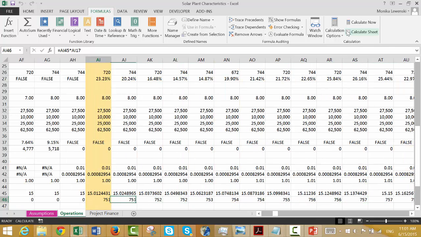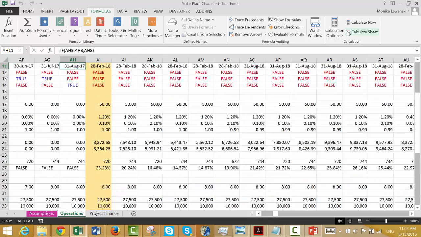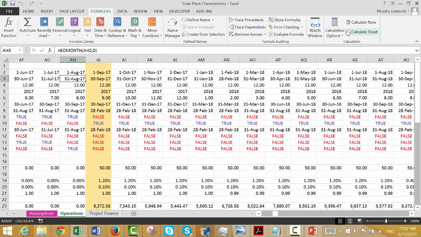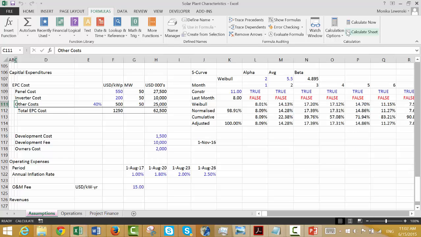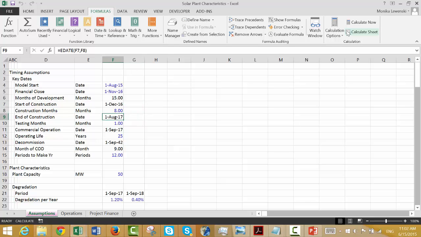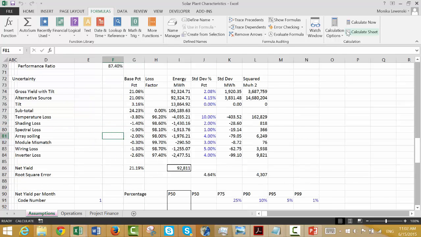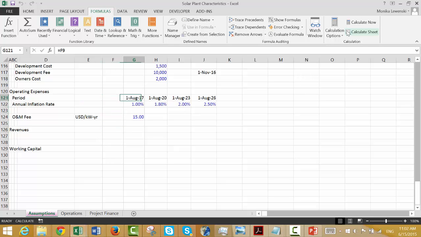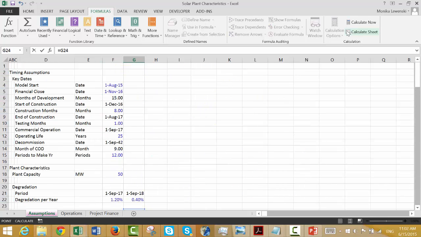Okay. So this is good news. It's not great news. I thought this was supposed to. This started in the final year of construction. Not the period. This was the end of construction. I think that was a problem with our commercial operation. Let's start this one with the commercial operation.